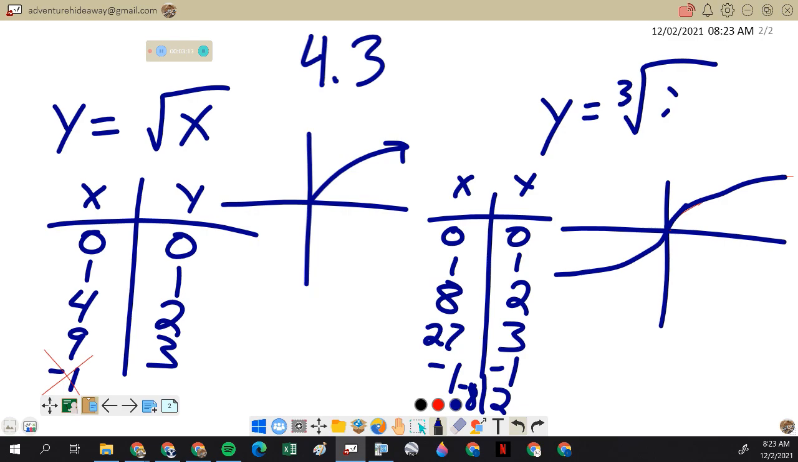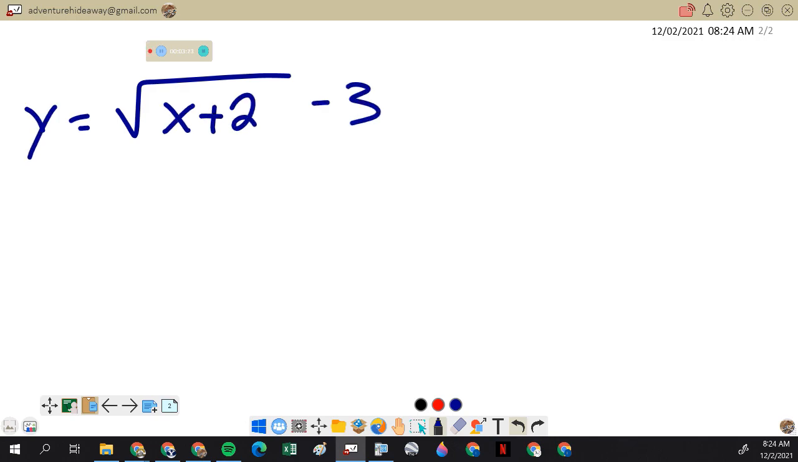Well, what if we start moving those graphs around? What if I had the square root of x plus 2, minus 3? Well, we've worked with transforming functions quite a bit. Anything on the inside affects the x-axis, and it works backwards. Anything outside the square root affects the y-axis, and it works normally.